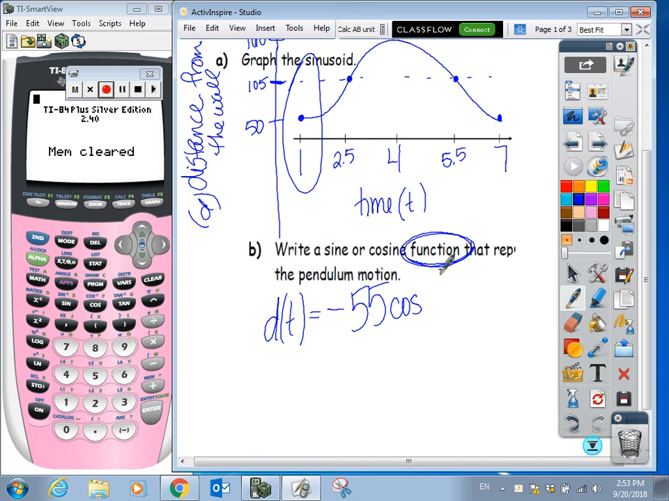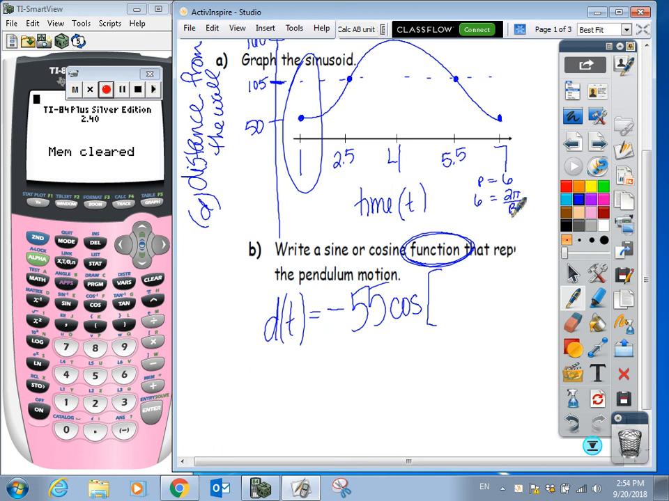Now I need my period. I'm going to put this little bracket. You don't have to put those brackets there. You can just put the b value, but we have to find the b value using the period. The period is one cycle, 1 to 7, so our period is 6. Therefore, 6 equals 2 pi over b.